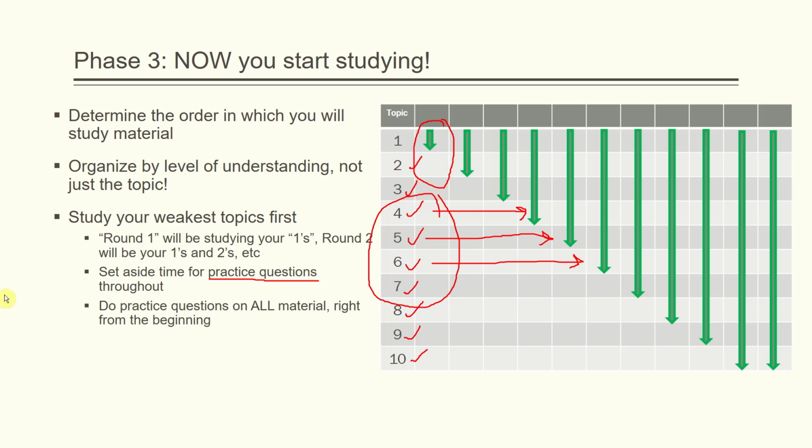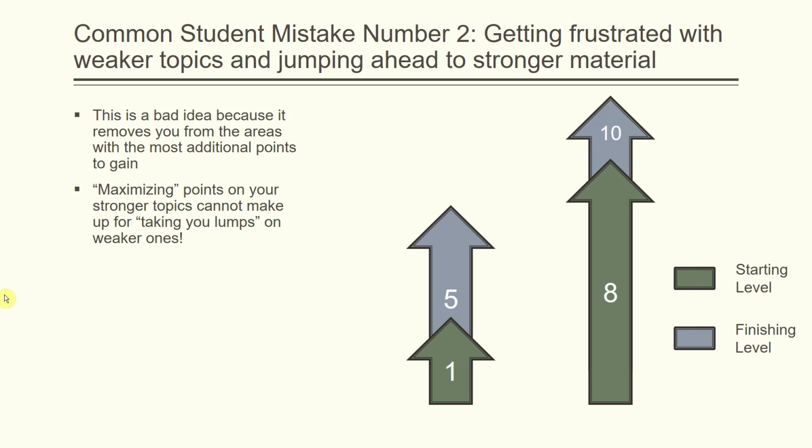And that brings me to the common mistake number 2 that students make, and that is getting frustrated with your weaker topics and jumping ahead to your stronger material. And this is a bad idea simply because it takes you away from the place where you have the most points to gain on the MCAT, especially if you've taken it before.